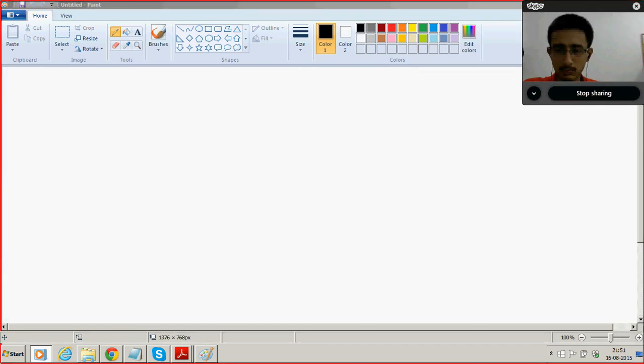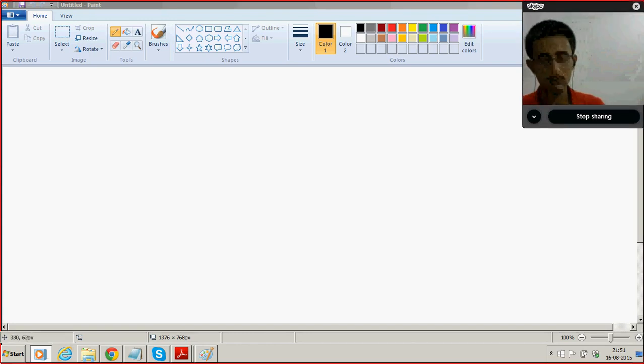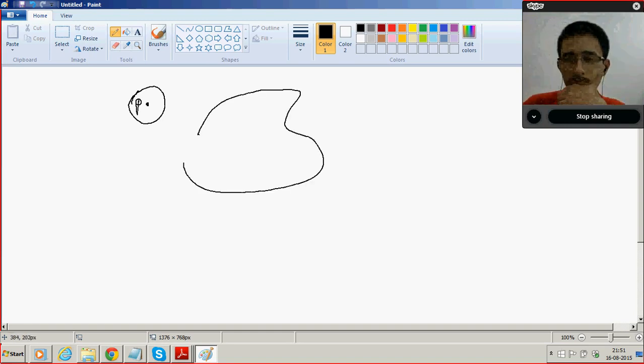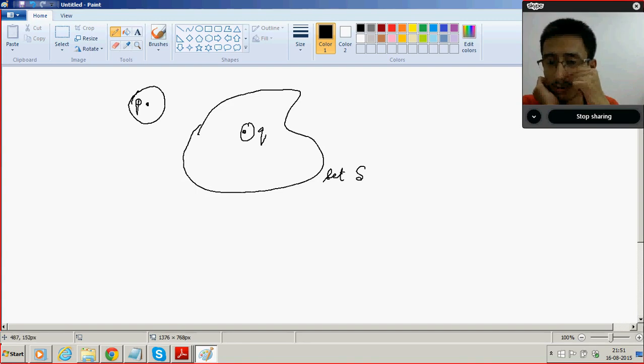So it's called. I'll draw a figure, and we will try to find the boundary of that set. Here is a point P. This is the set S. The set S also contains this point P. It contains this point Q.